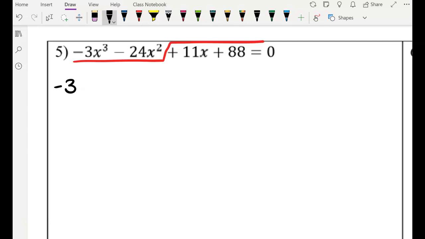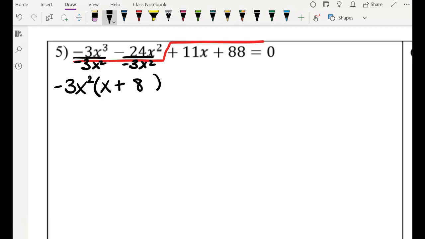They both have x cubed and x squared, so definitely they both have x squared in common. Remember, factoring out means we are dividing, right? So if we were to divide each term over here by -3x squared, that's going to leave us a positive x. -24x squared divided by -3x squared, positive 8.